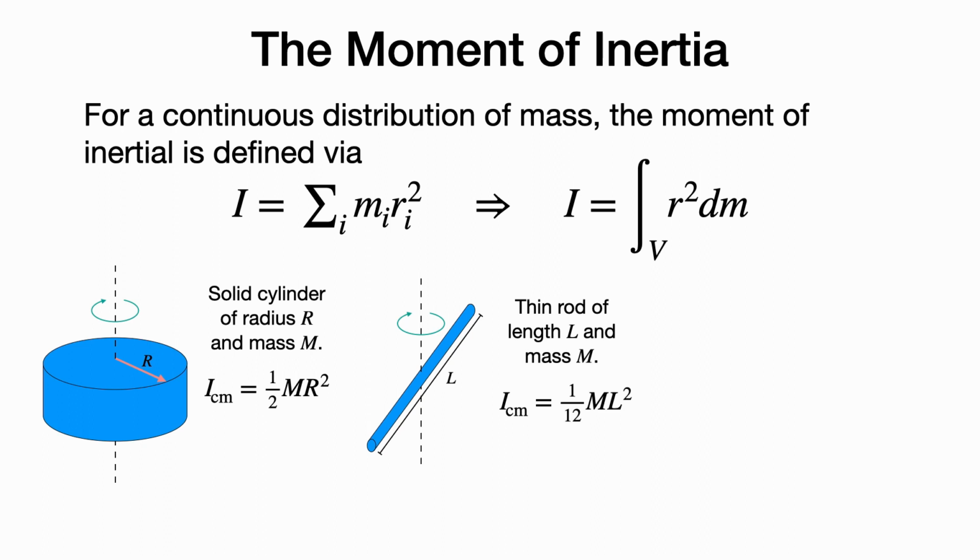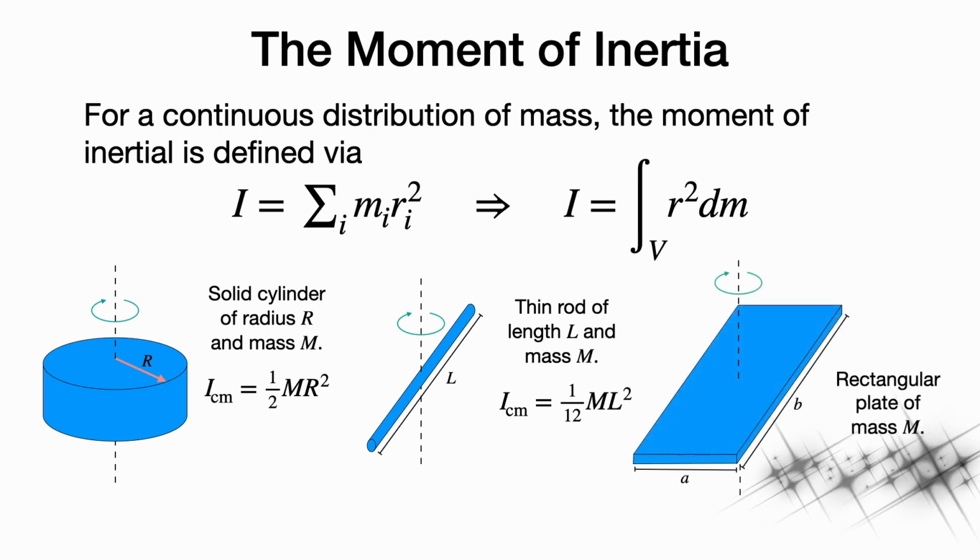If we consider a long, thin rod of length L and mass m, the moment of inertia about its center of mass passing perpendicularly through the rod is 1/12 m L squared. And if we consider a rectangular plate of mass m, the moment of inertia through its center of mass is 1/12 m times the sum of the squares of the lengths of the two sides of the rectangle.